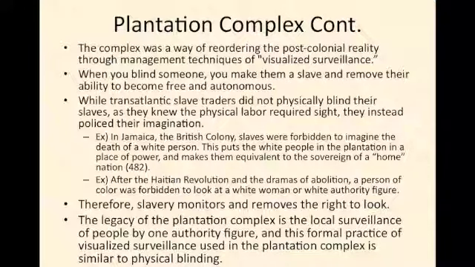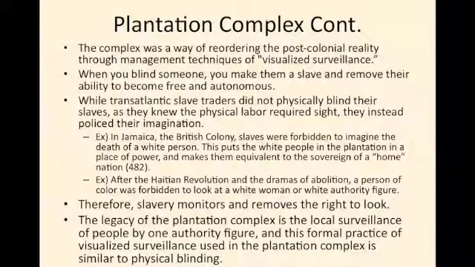When you blind someone, you make them a slave and remove their ability to become free and autonomous. And while transatlantic slave traders did not physically blind their slaves because they knew that for the physical labor they were required to do, they needed to be able to see, instead they policed the slave's imagination. An example of this is in Jamaica, the British colony. Slaves were forbidden to imagine the death of a white person, and this puts the white people in the plantations in a place of power and makes them equivalent to the sovereign of a home nation.